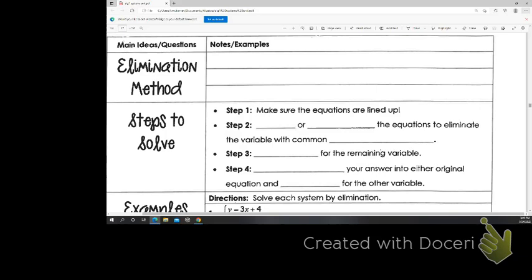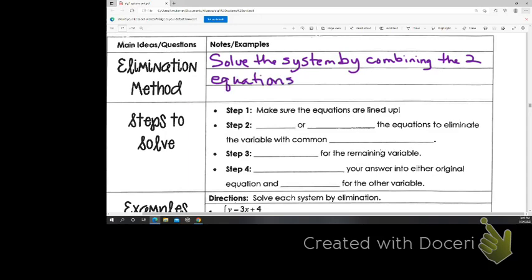So elimination method is a way to solve, okay, so we're going to solve the system by combining the two equations in a way that one variable zero pairs out. In other words, it's eliminated.